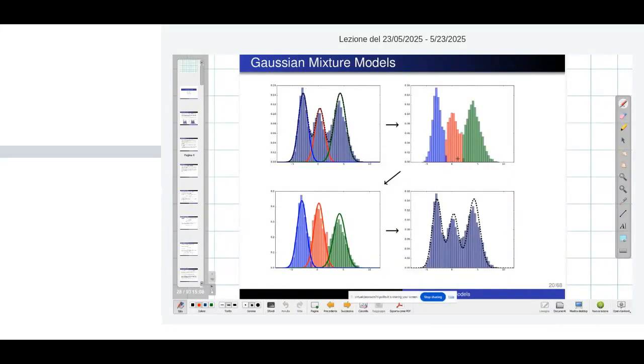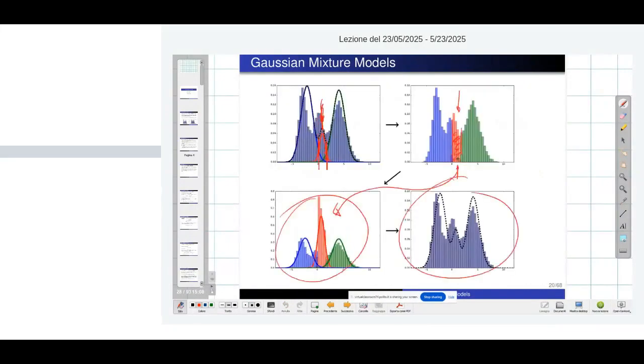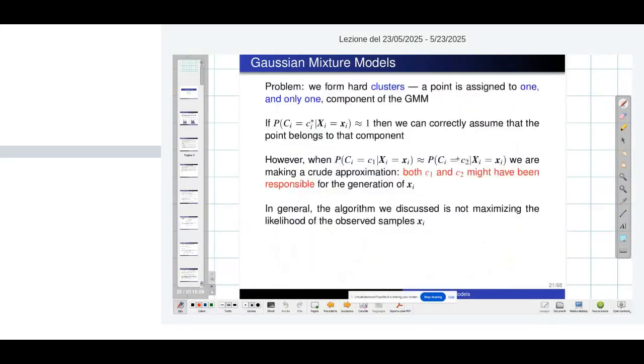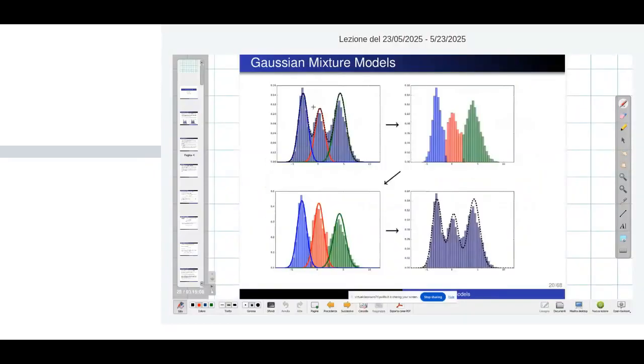Then I can proceed with this operation. You see that my components will start moving. At some point, the red one will find its place in between. The other two will also adjust to better model the two tails, and this is the result that I get at the end. You see, it's good, but it's not perfect.